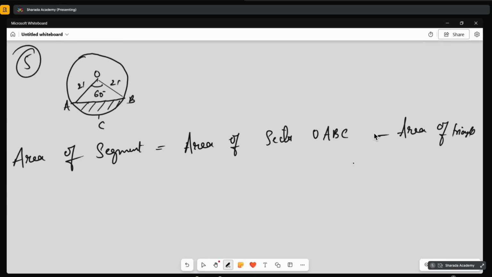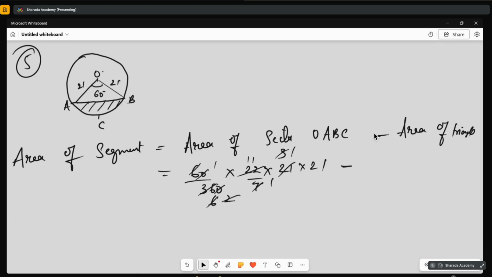Okay. Sector, I think you would have calculated. Theta is 60 here by 360 into pi is 22 by 7, r square 21 into 21. 7 and 7 3s are here. So you'll get here 11 into 21, minus area of the triangle. Listen here, whenever the angle in the triangle is 60 degree, in this case, it is always an equilateral triangle.